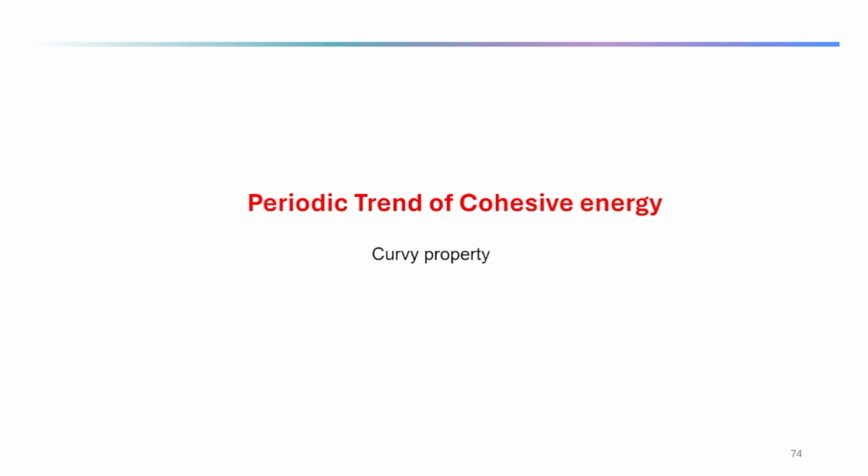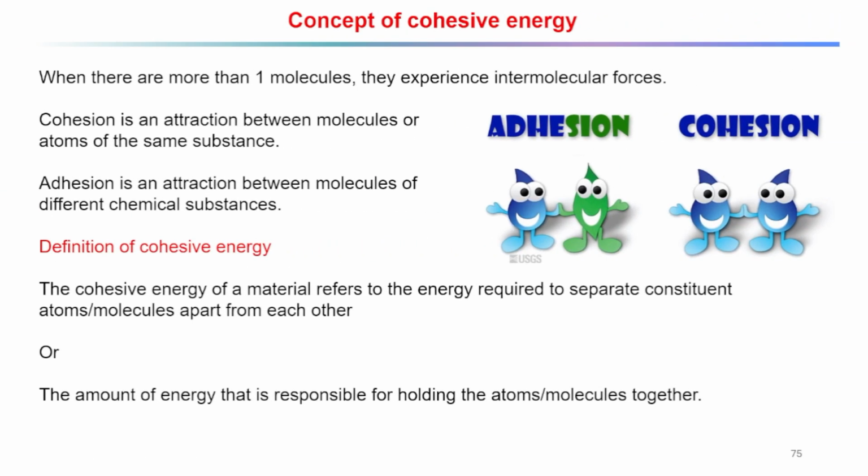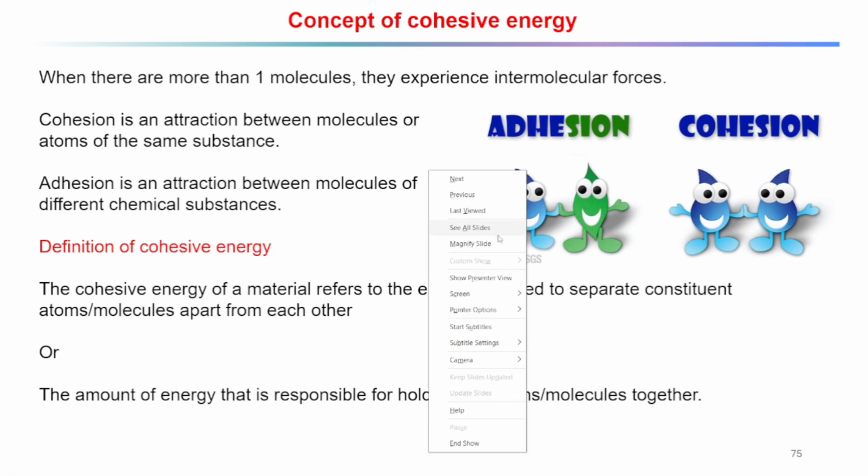Now we will see the periodic trend of cohesive energy. By the term cohesive energy, we are referring to the periodic trend of melting point and boiling point. So this is actually a curvy property. Now let's see. First we have to know what cohesive energy is, what the term means.